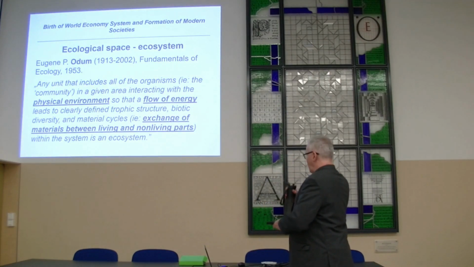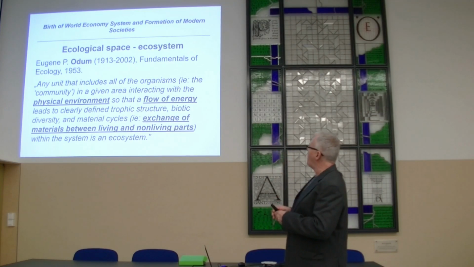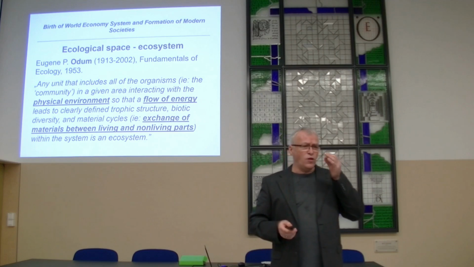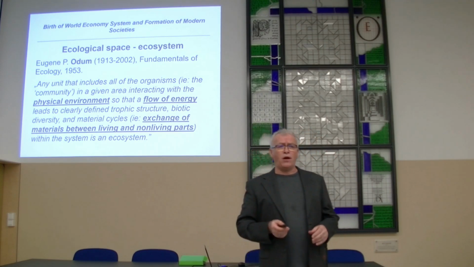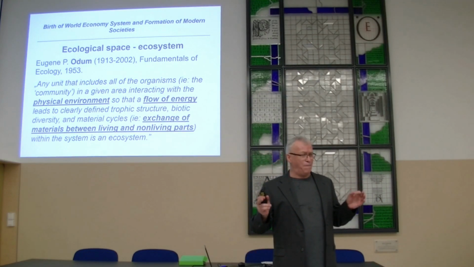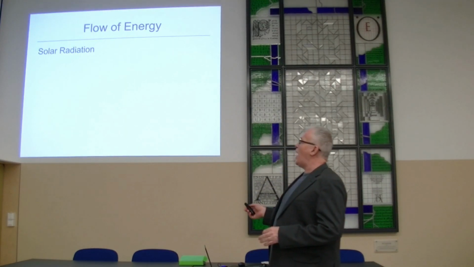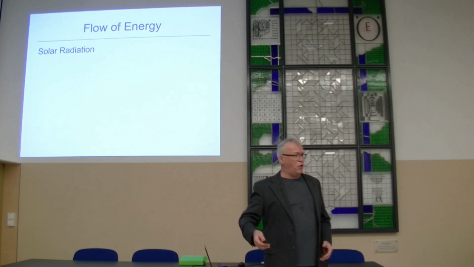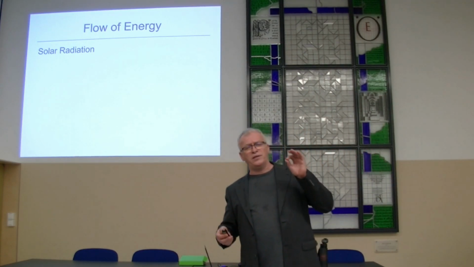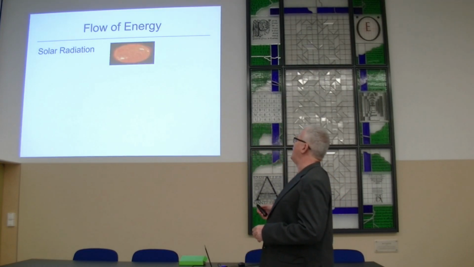So, continue the definition. In a given area, interacting with the physical environment, so that a flow of energy. It's a crucial mention, the flow of energy. Why so important? Because we can describe even human history according to the energy system and the use of energy. How? If we look at which kind of energy we are using on Earth, the majority, 99.9%, almost the whole of the energy, came from the sun, solar energy.